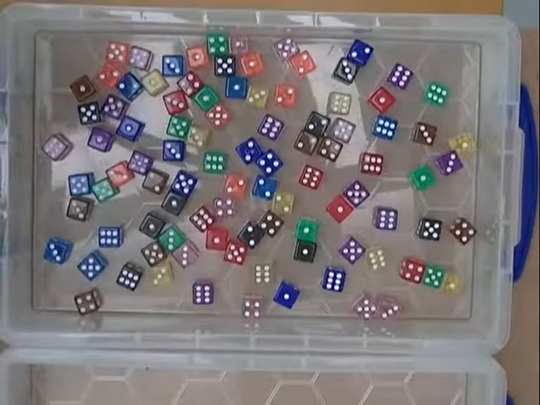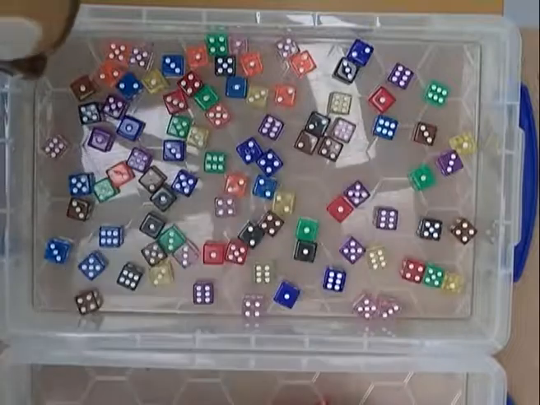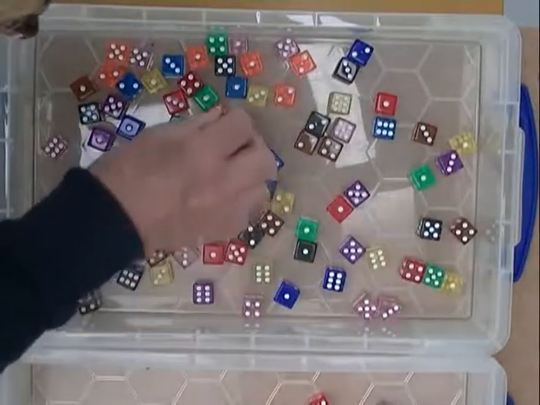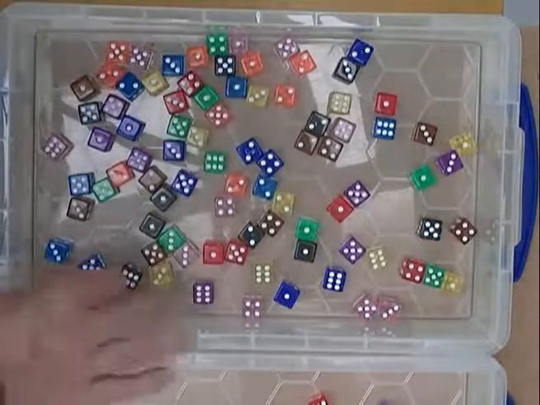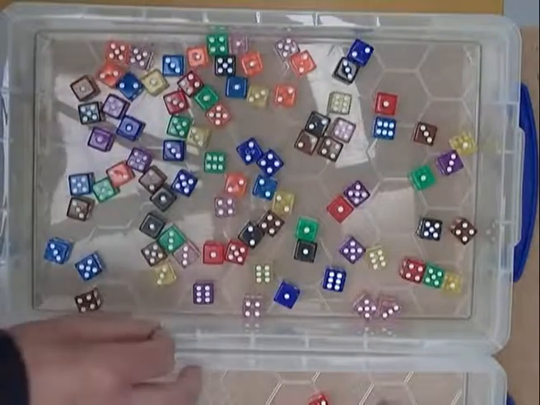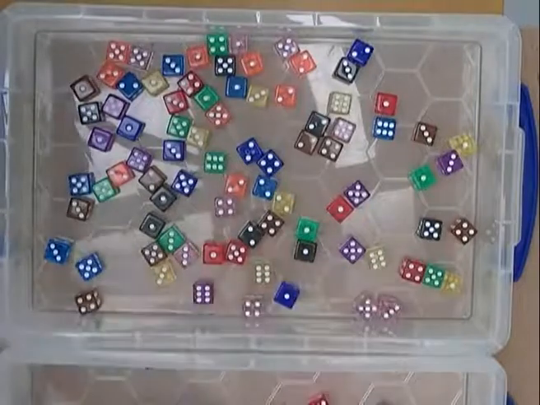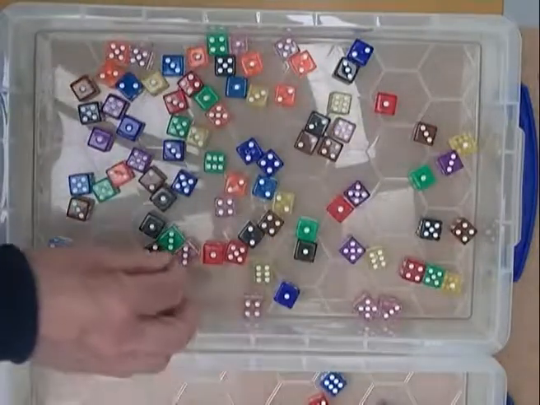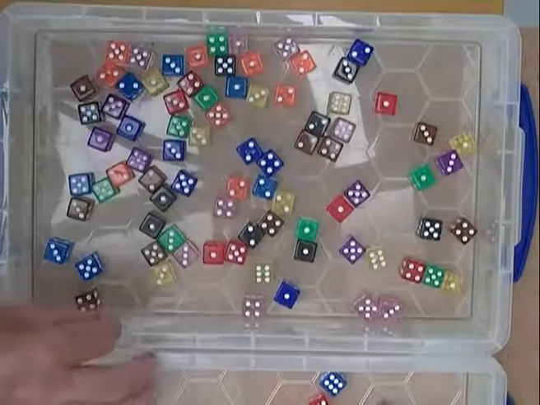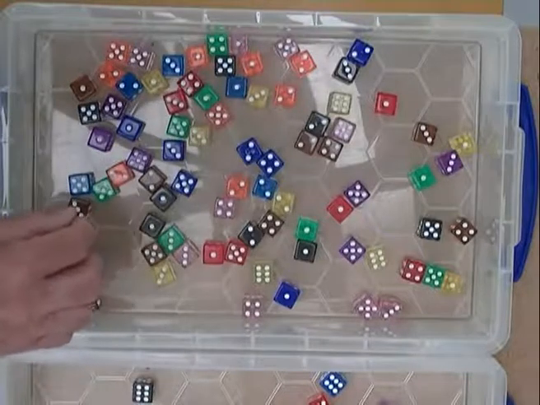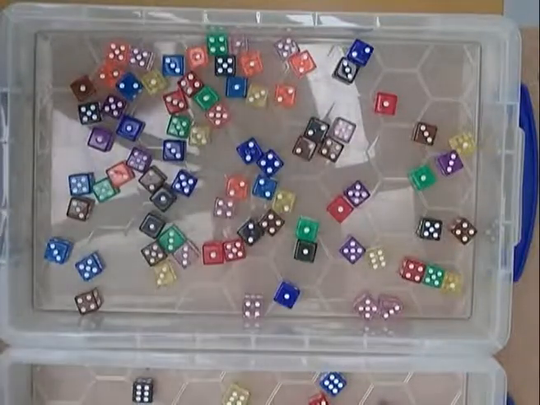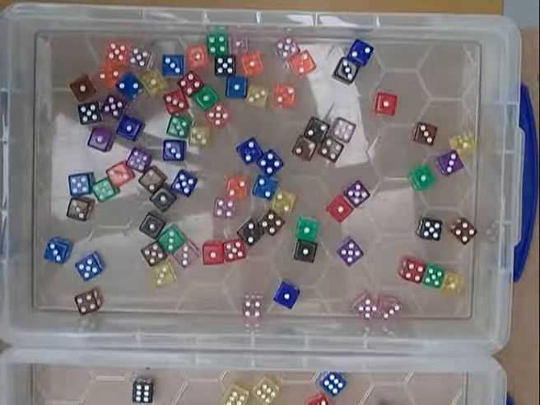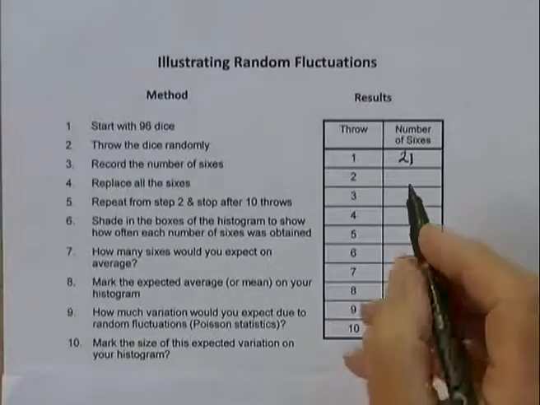So, count again. 1, 2, 3, 4, 5, 6, 7, 8, 9, 10, 11, 12, 13, 14, 15, 16, 17, and I think that's it, 17. So 17 sixes this time.